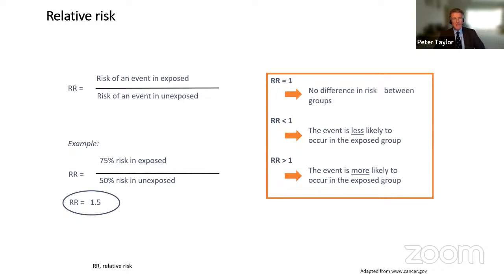If we look at relative risk, this is looking at the risk of an event in an exposed population compared to the risk of an event in an unexposed population. So if you get a relative risk of 1, it means there's no difference. If, on the other hand, there's an increased risk in the exposed population, even just a small increase in risk, it will give you a relative risk of just above 1. And that means the risk is more likely to occur in the exposed group.